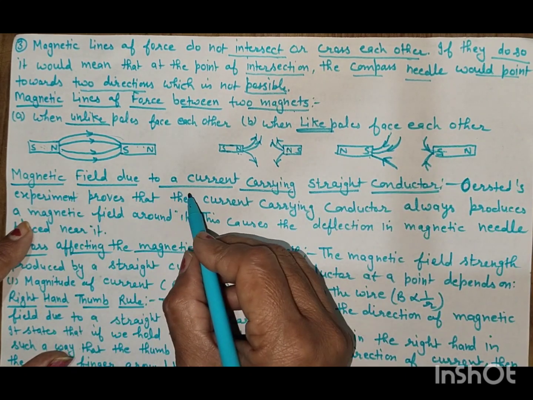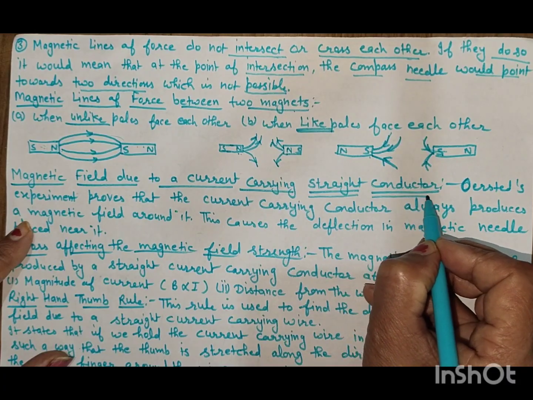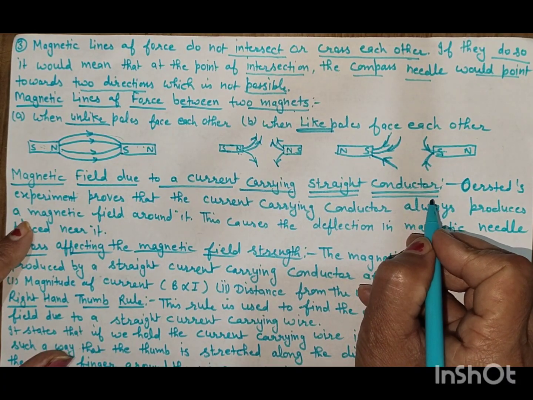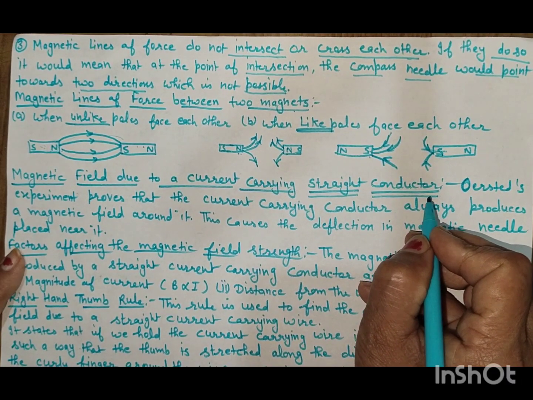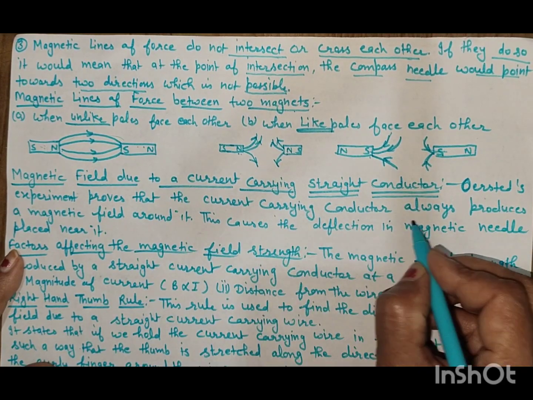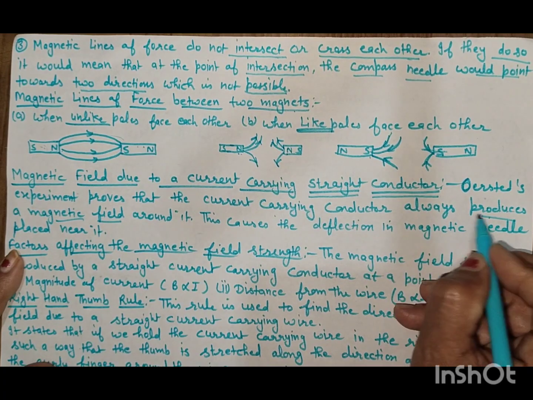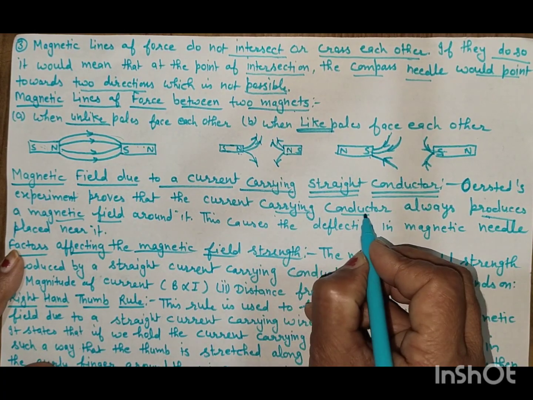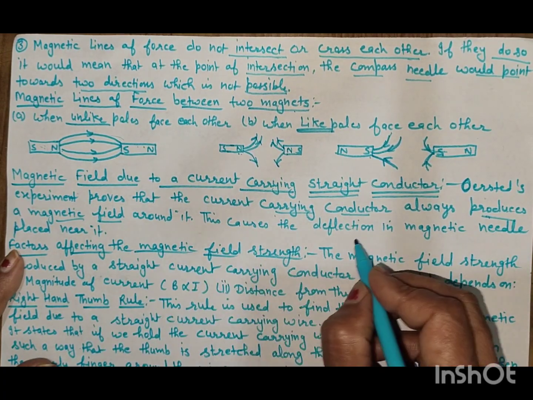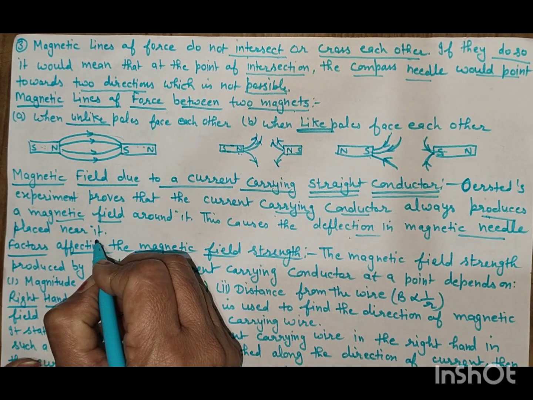Now, what is the magnetic field due to a current carrying straight conductor? If we take a straight conductor, how does the magnetic field depend? Ørsted's experiment proved that a current carrying conductor always produces a magnetic field. This causes the deflection of a magnetic needle placed near it.